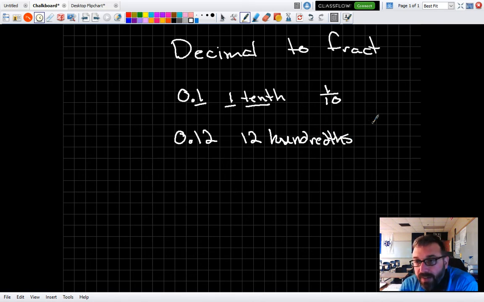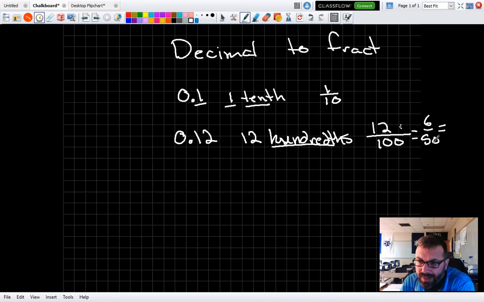Can you guess that I am going to take the 12 and then I put it over 100, just like the word says. Now, on 12 over 100, you need to remember that you can simplify this. So that simplifies by 2 down to 6 over 50. And I could simplify this by 2, divide top and bottom by 2, 3 over 25. So always make sure that you actually reduce your answers appropriately.